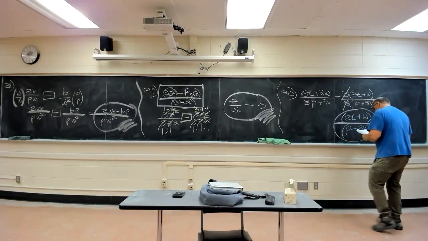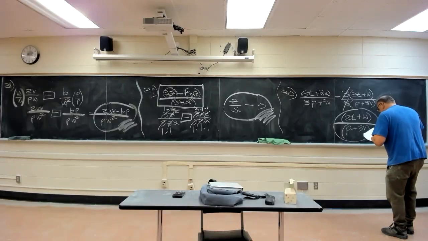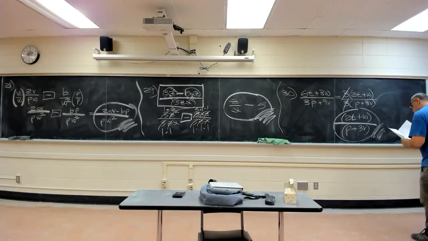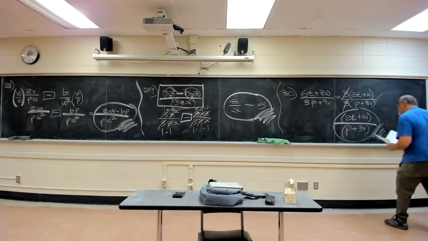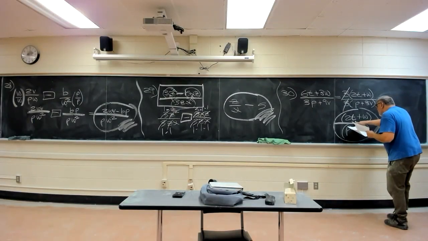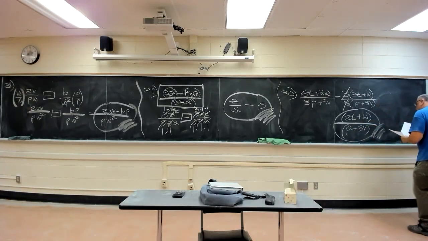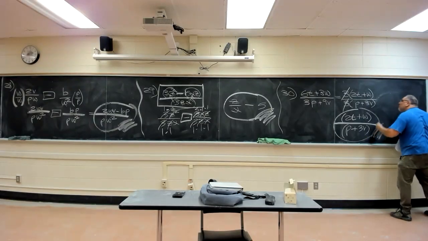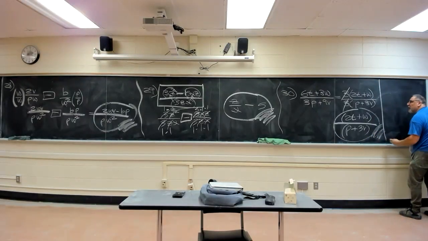So with this one, for number 30, you got 2t plus w over p plus 3v. Right. 2t plus w over p plus 3v. Sounds good to me. All right, guys. 31. They want you to reduce it, and we're done with this particular worksheet.